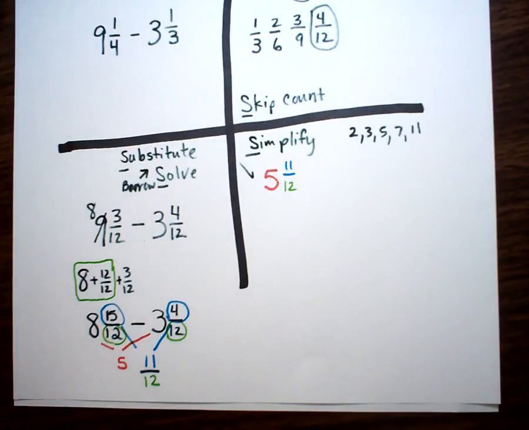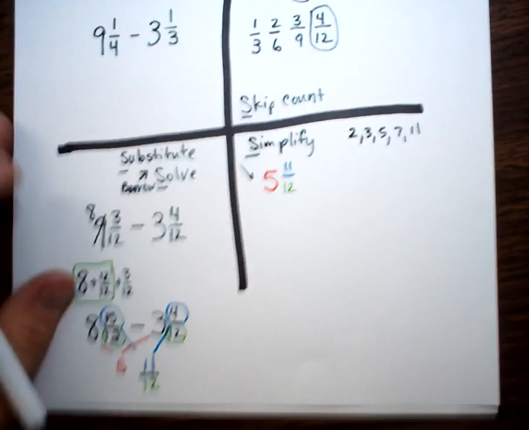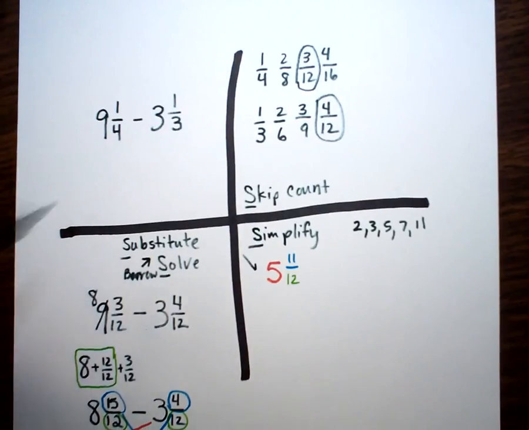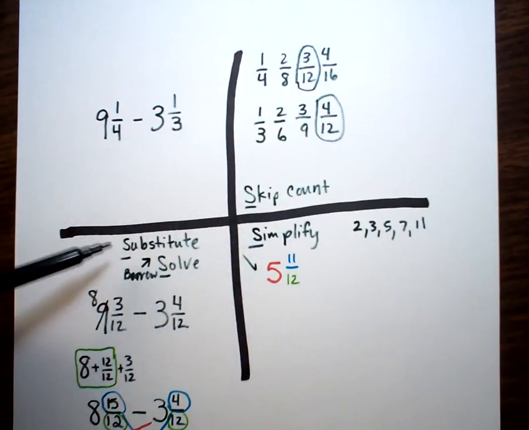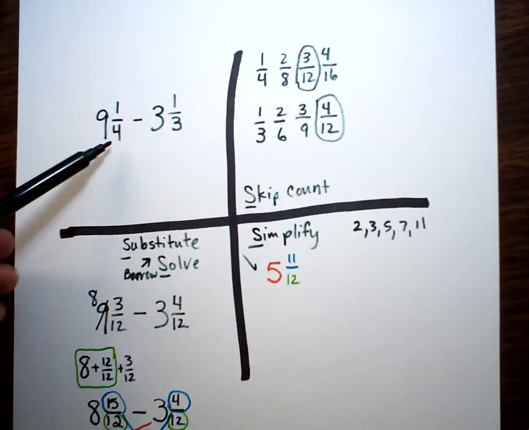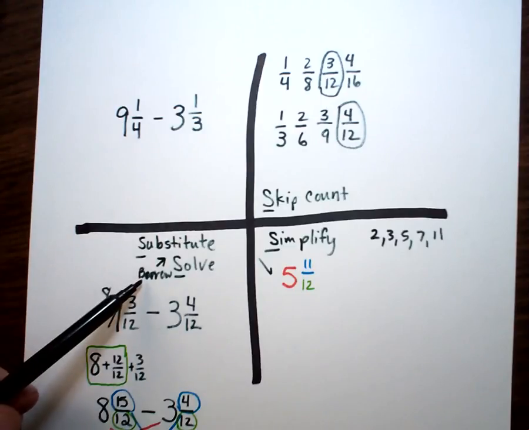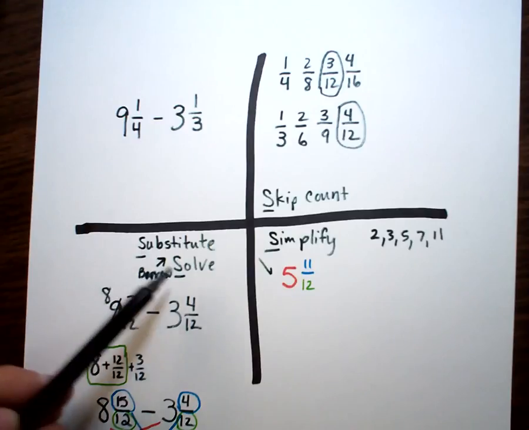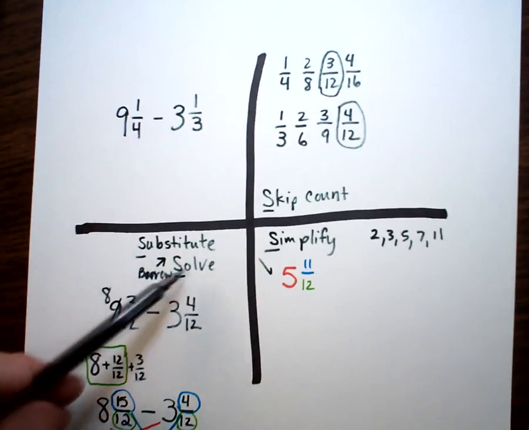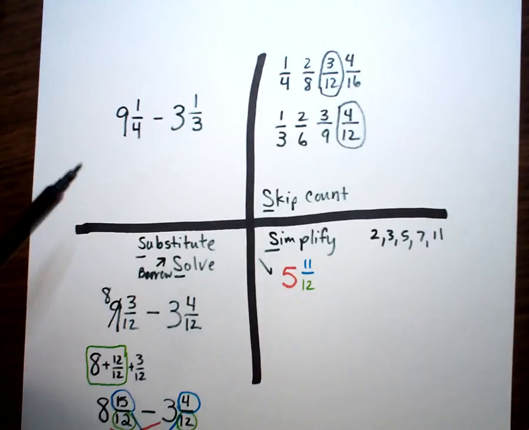So we used the 4 S's to solve this subtracting mixed numbers problem. We first skip counted to find the common denominators. We substituted the common denominators for the fractional parts and rewrote the problem. We borrowed in between, which is the difference between adding and subtracting as far as the steps go. We solved, which is the third S. And then we didn't need to simplify because this is the simplest answer. So that's how you use the 4 S's to solve a subtracting mixed numbers problem.